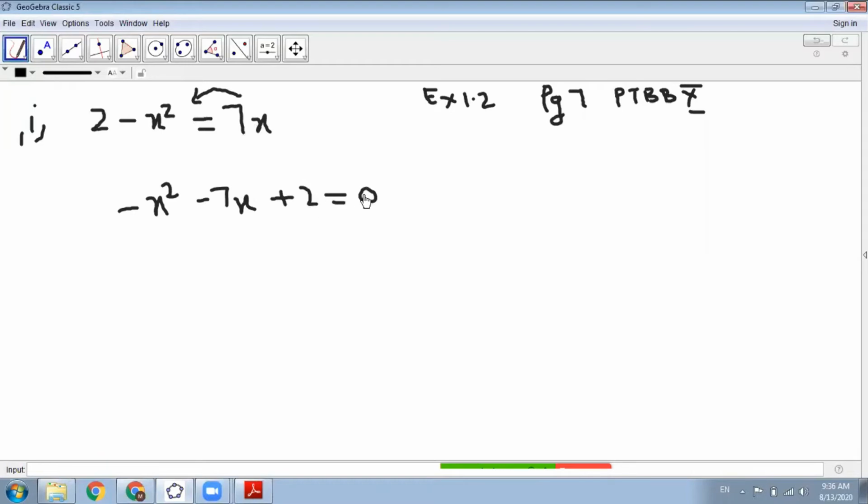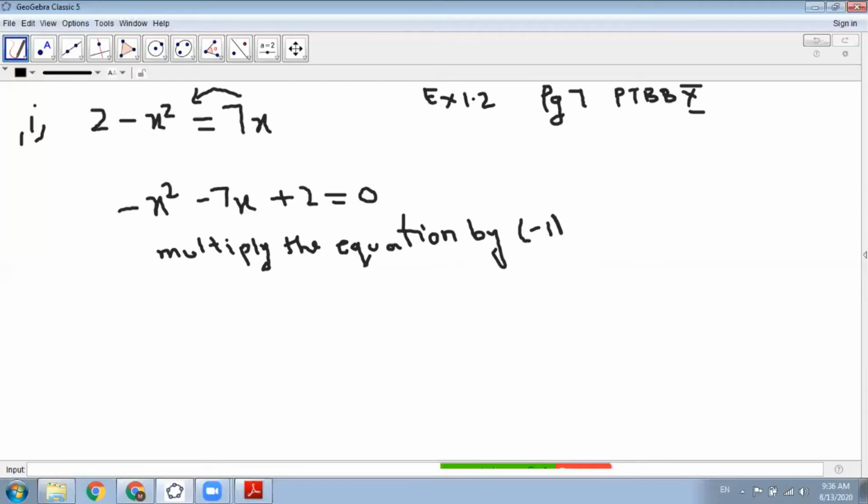Now remember, we always say that the coefficient of x square should be positive. It's better that it should be positive. So we multiply the whole equation by minus 1. So we get x square plus 7x minus 2 equals to 0, since 0 into minus 1 is 0, so we write 0.